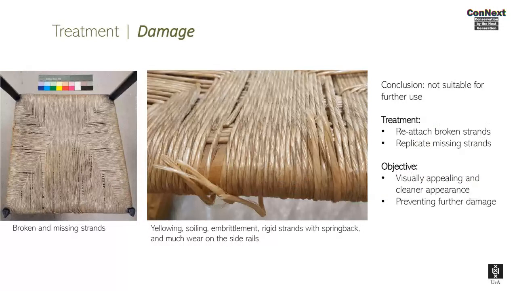Now over to the actual treatment and the object and its damage. Here you see the state that the seat was in. The upper side is much yellowed and soiled by small deposits of dirt into the crevices of the coils. From up close, you can see that the coils that cross the seat rails are severely abraded, sometimes into more layers of material. Many coils have broken at this location, and a considerable amount of smaller or larger lengths of coils have been lost.